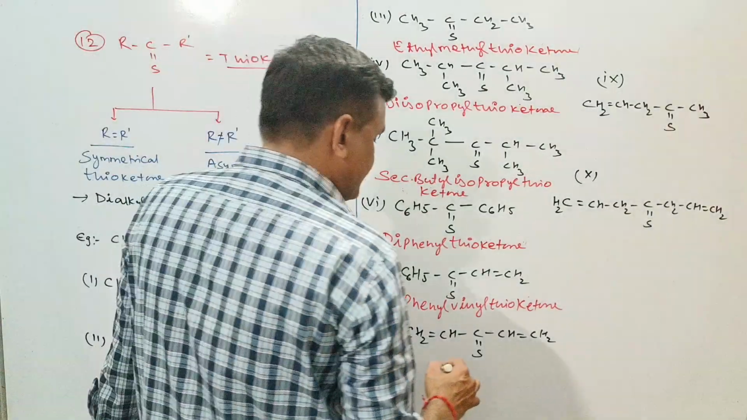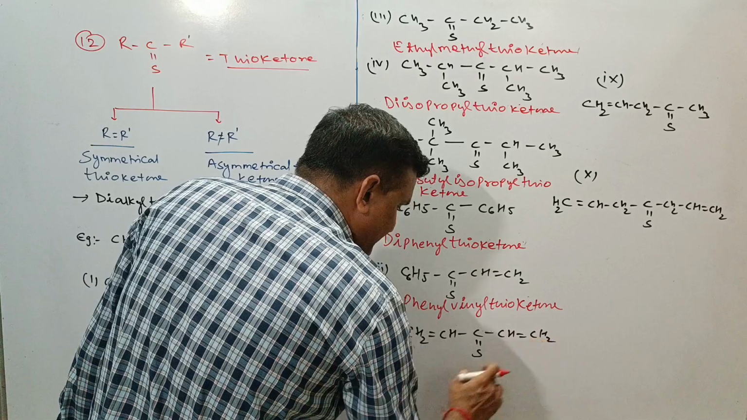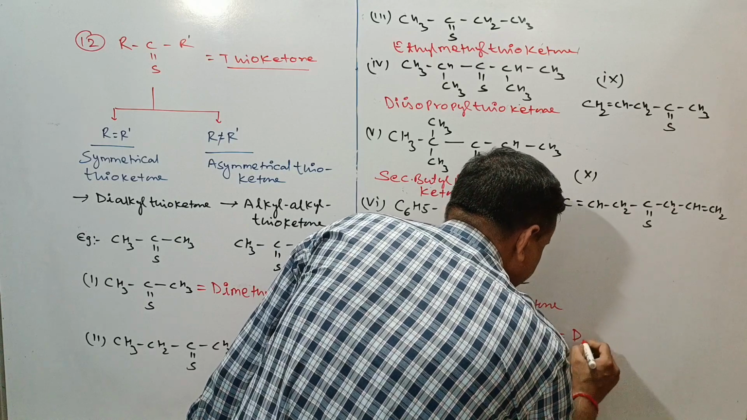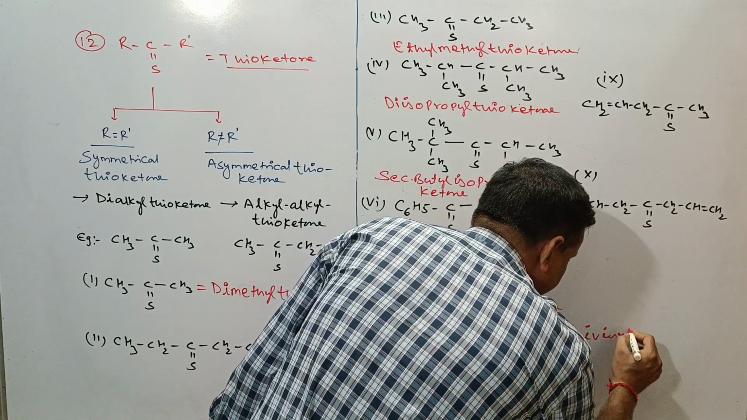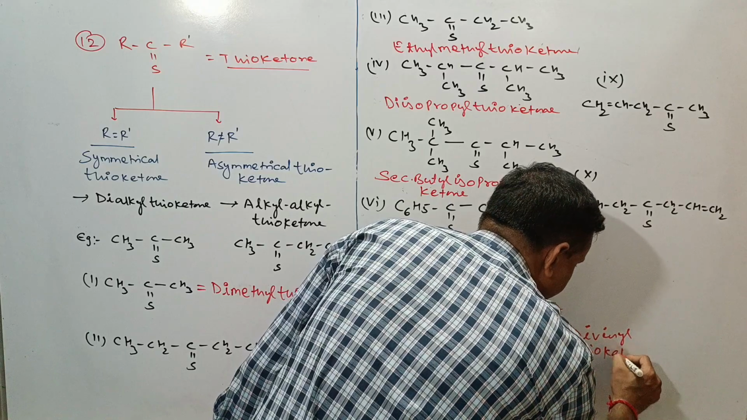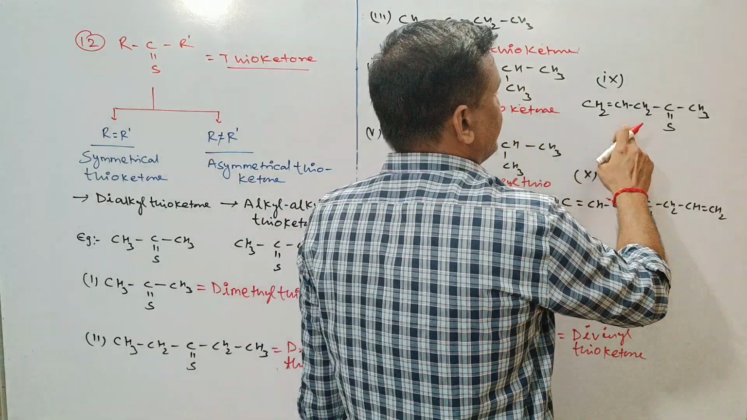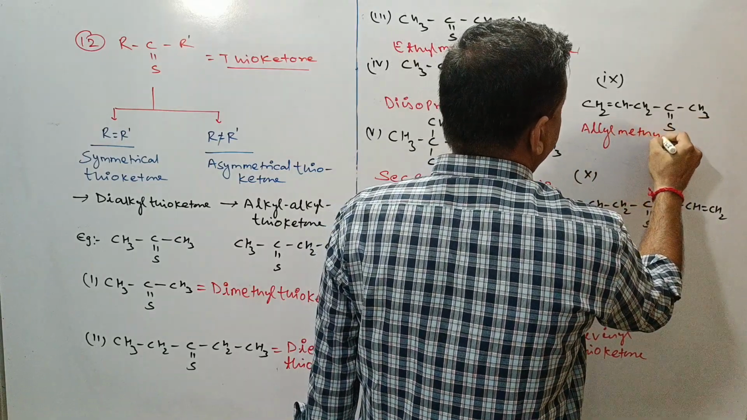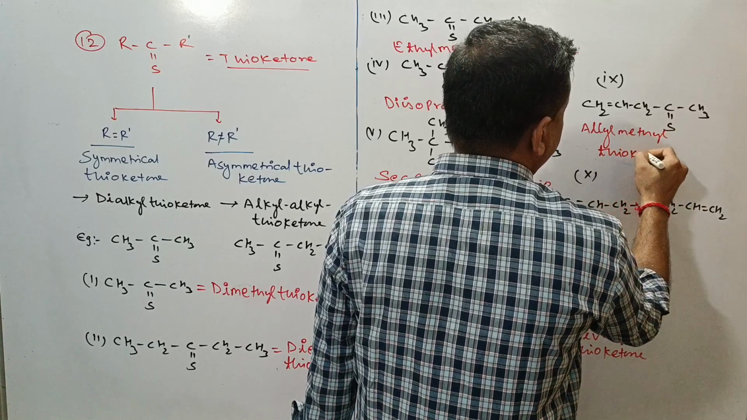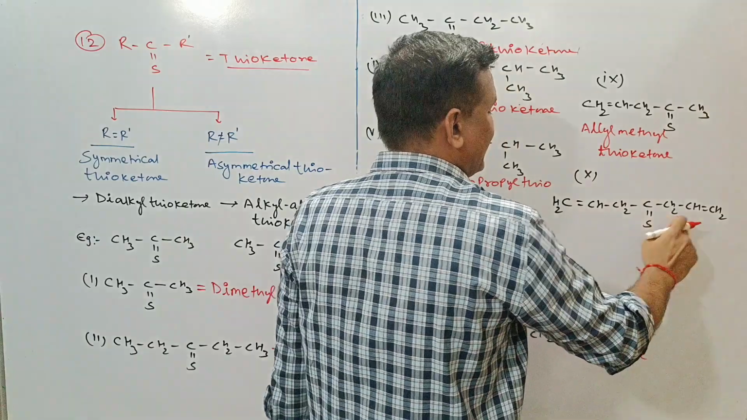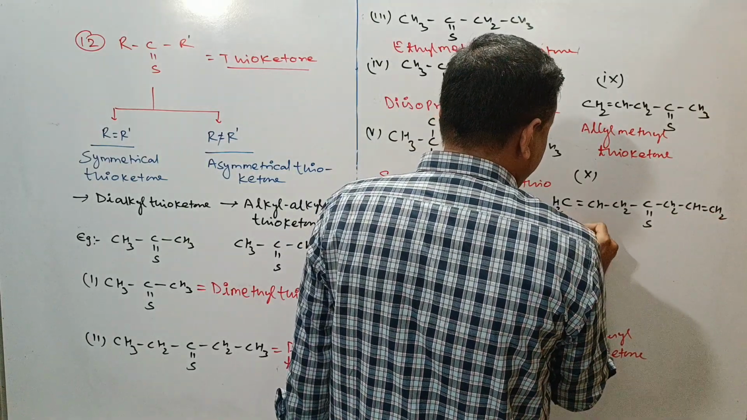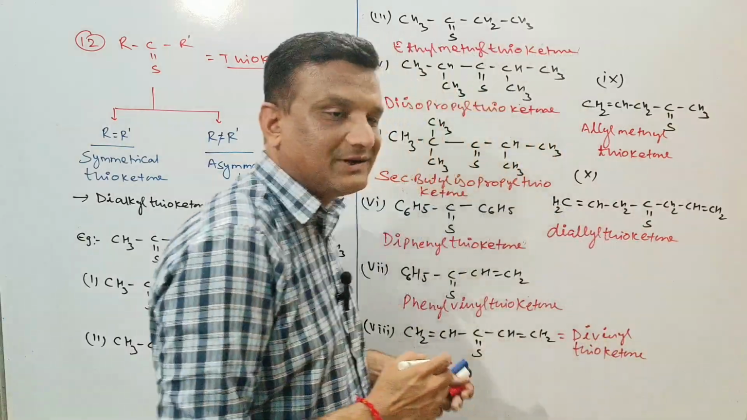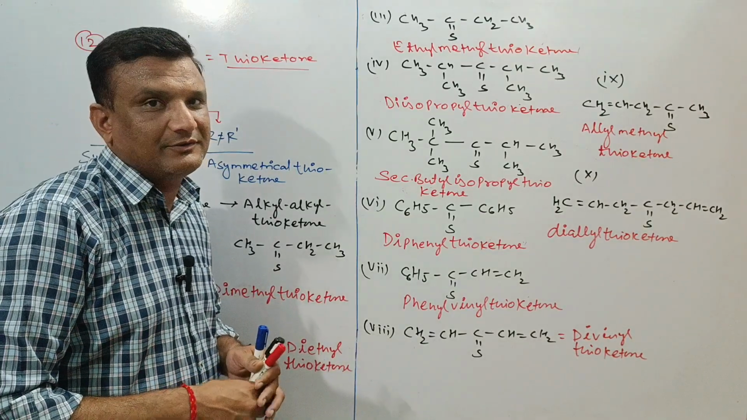Both are right. So if I go with this, both are vinyl, so you will say divinyl thioketone. This is called allyl, and this is methyl, so it will be allyl methyl thioketone. This is allyl, and this is also allyl, so diallyl thioketone. So this was about the 12th function group, the thioketone.